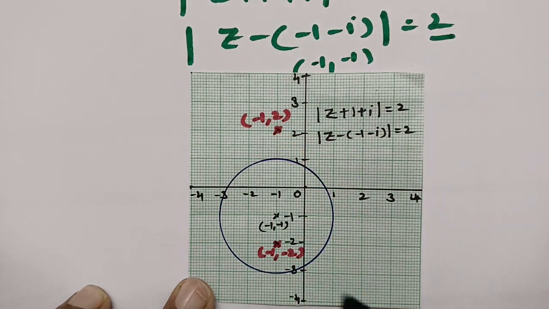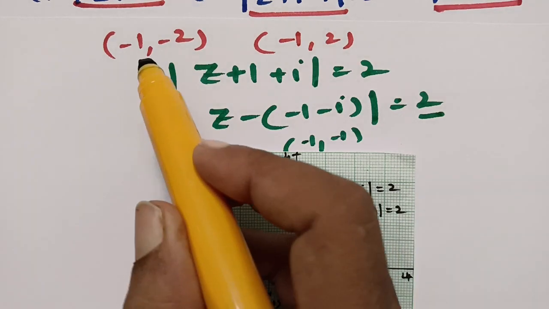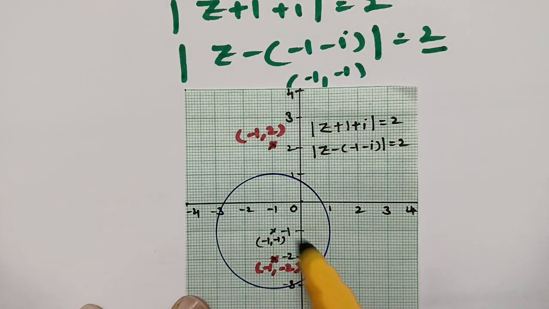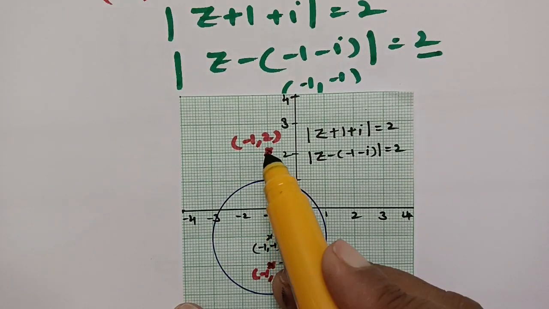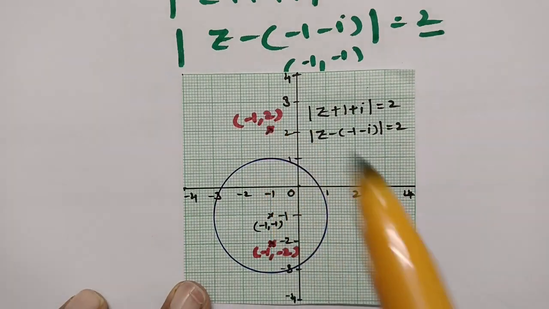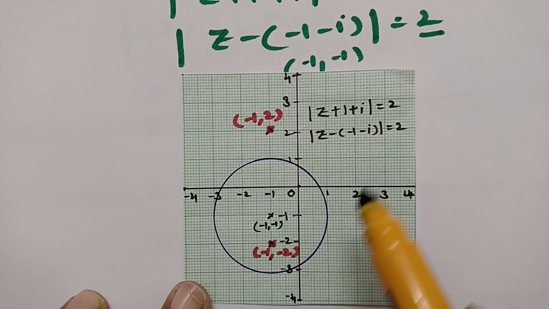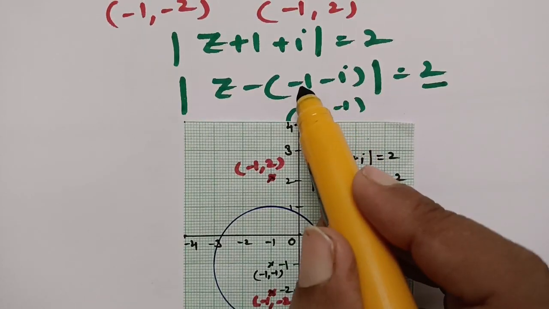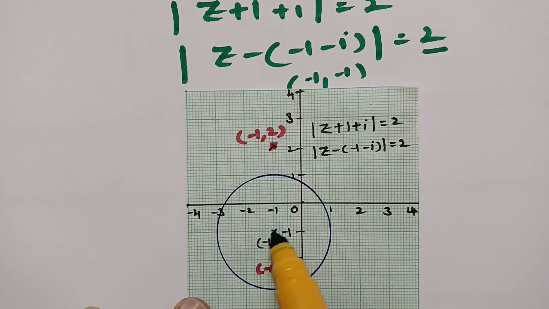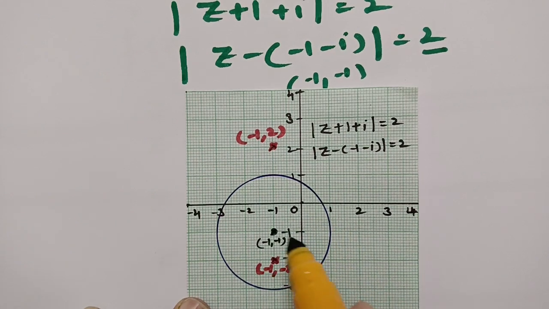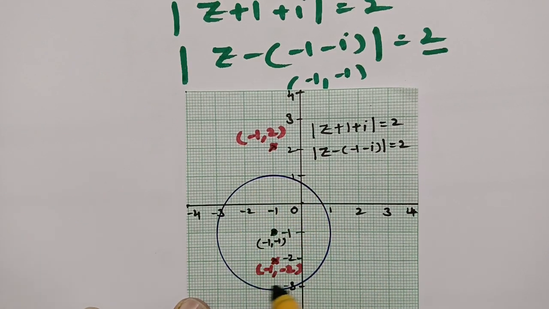First, we have to plot the poles. So what are the poles here? Minus 1 minus 2i, here is one pole, and minus 1 plus 2i is the other pole. After plotting the poles, we have to draw the circle. So where is the center here? The center point is minus 1 and minus 1. So from this center, we have to take 2 as radius and draw the circle.